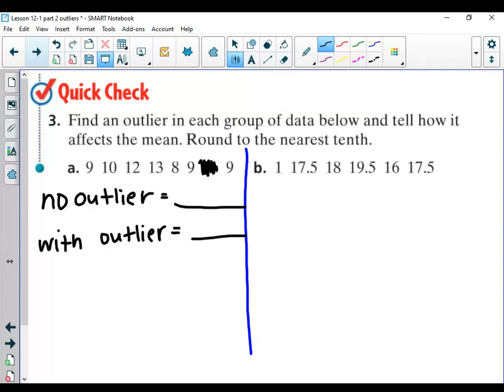Add 9 plus 10 plus 12 plus 13 plus 8 plus 9 plus 9. Divide by 7. You should see a calculator somewhere nearby you to help you out today. 9 plus 10 plus 12 plus 13 plus 8 plus 9 plus 9.